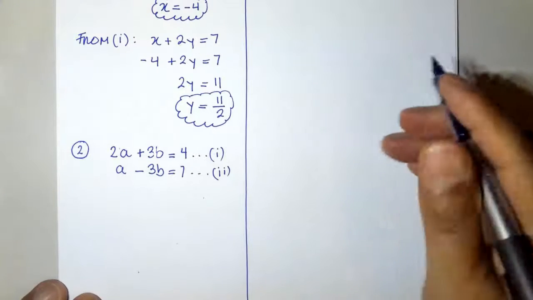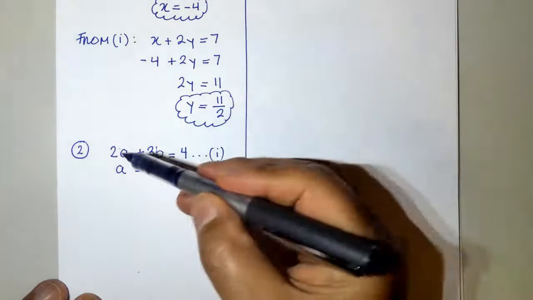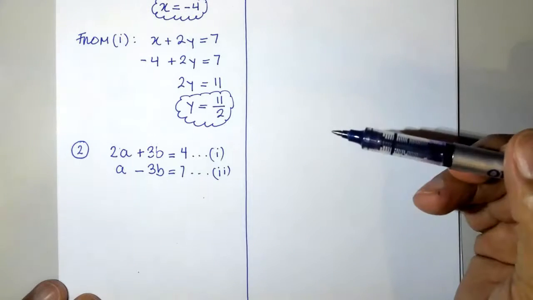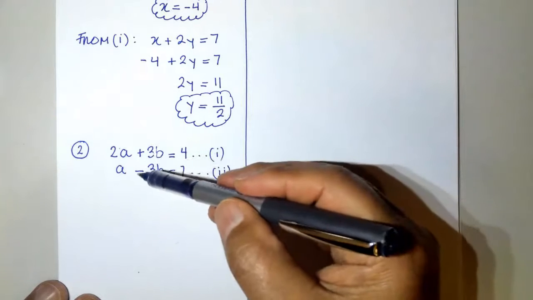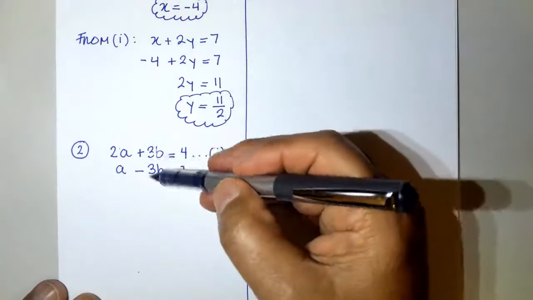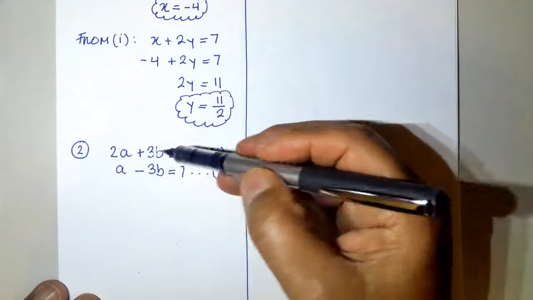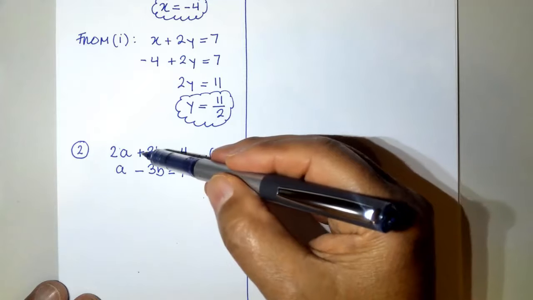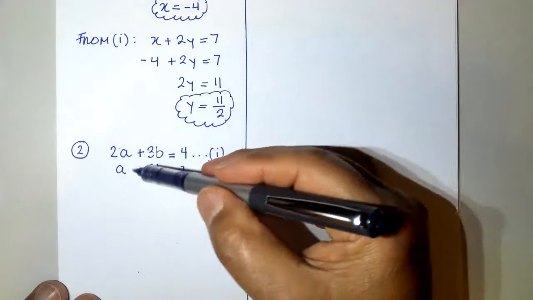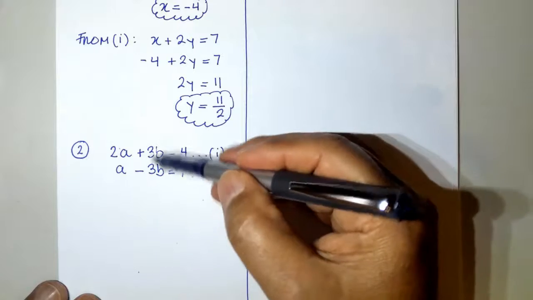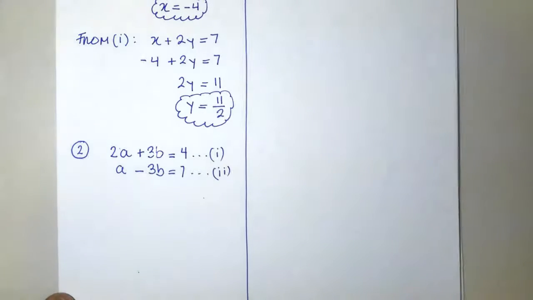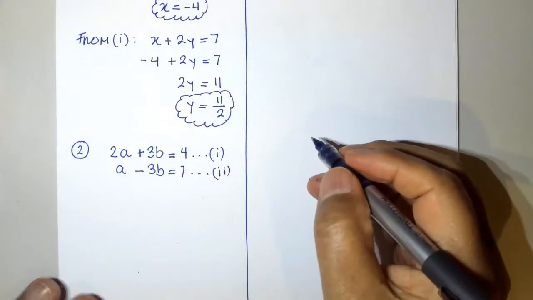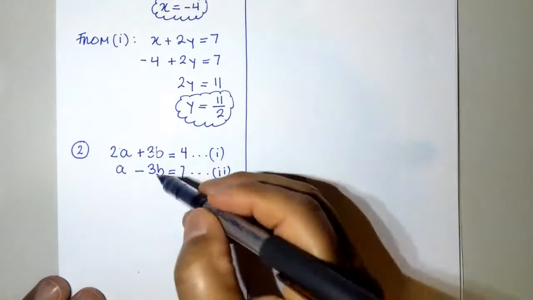Do we have the same coefficient for a? No. In here we have 2 and in here we got 1. Do we have the same coefficient for b? Well, this is positive 3 and this is negative 3, but we're going to say that we have the same magnitude for b. Positive 3 we're going to the right, and minus 3 we're going to the left, but they have the same magnitude. So when they have the same number, regardless of the sign, then we are lucky because then we can eliminate b.